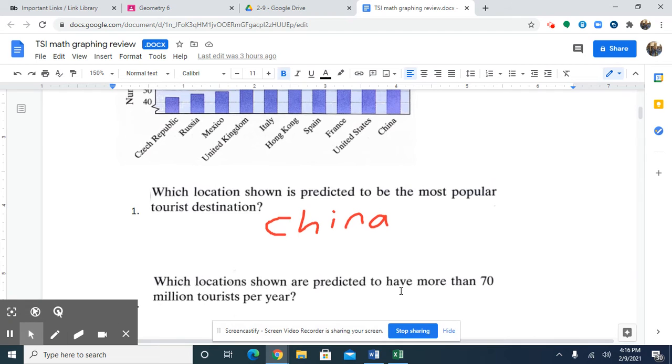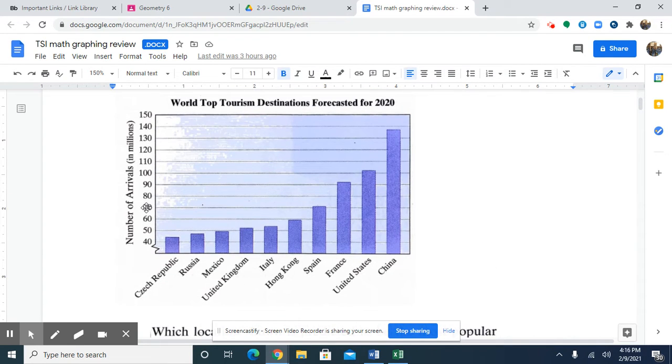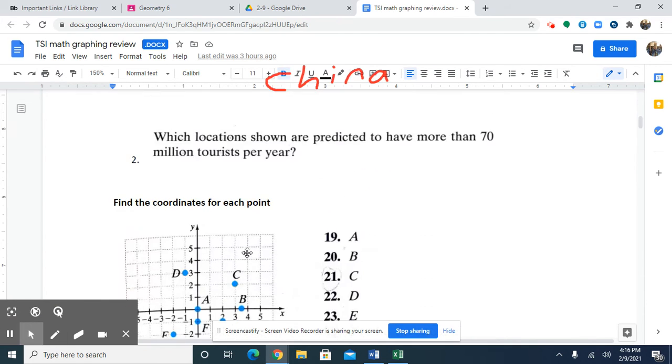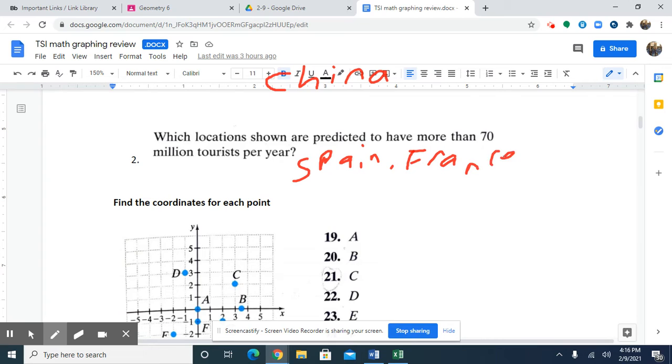Let's think about the ones that are going to have more than 70 million tourists. So basically, the ones that are going to be above this line right here, above the 70 threshold right there. And it does look like Spain is a little bit above it. If you can see, the line is a little bit above 70 million, so we can include Spain and everything else. Spain, France, the US, and China.